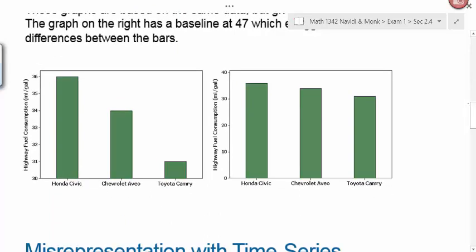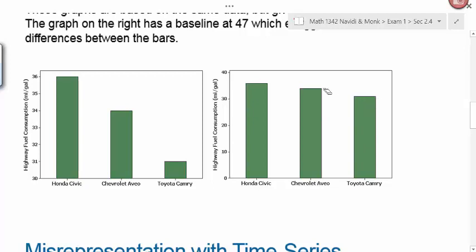This is a graph that an advertiser used. They both represent the miles per gallon fuel consumption of the Honda Civic, the Chevy Aveo, and the Toyota Camry. Both of these graphs represent the same thing. Looking at the graph on the right, we see all three of these cars look like they have over 30 miles to the gallon, and they get roughly the same MPG.